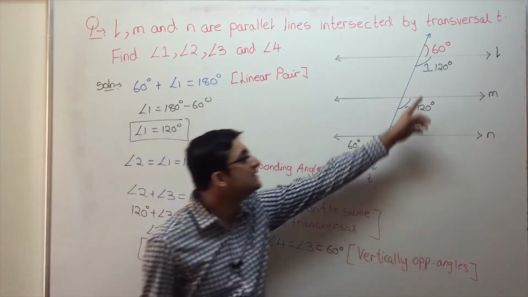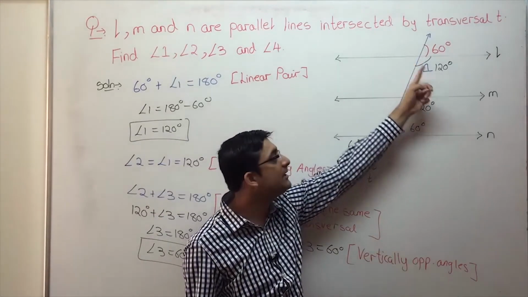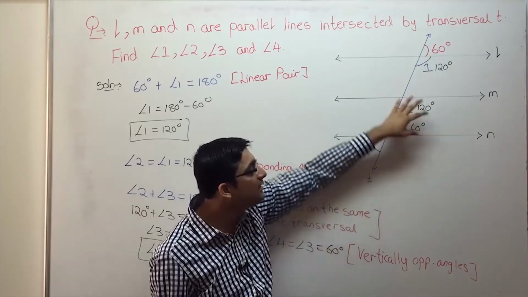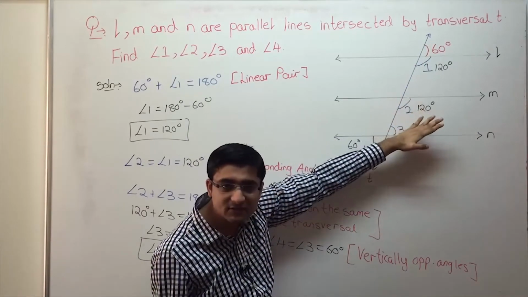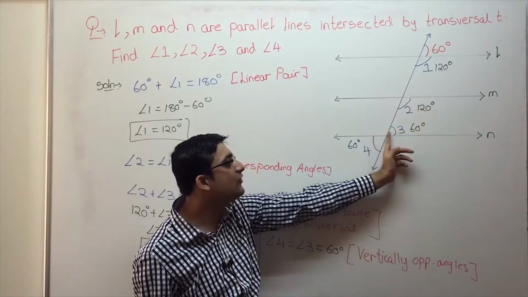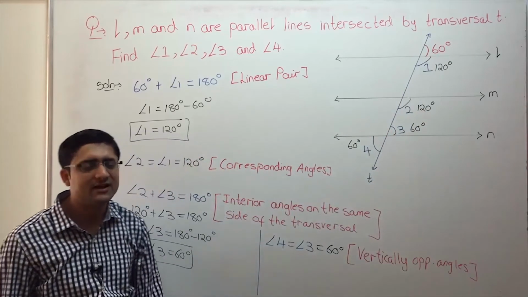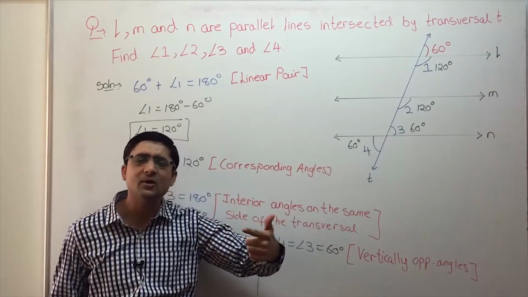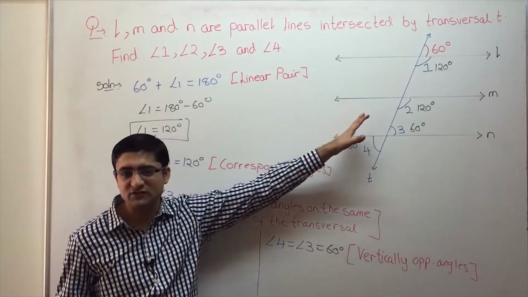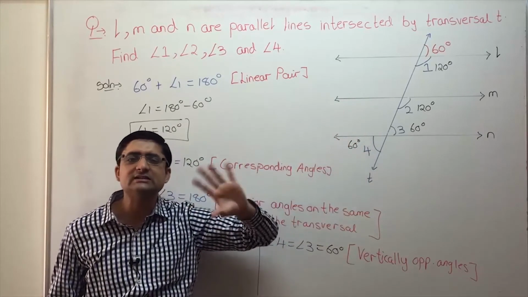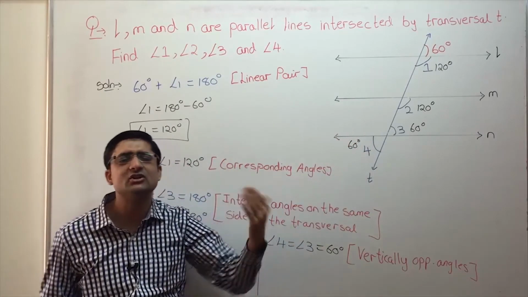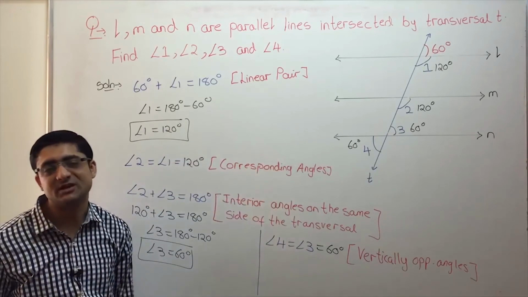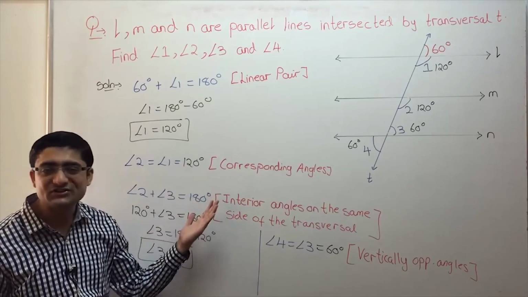So let me do a recap. This angle and this angle form a linear pair. Angle 1 and angle 2 are corresponding angles. Angle 2 and angle 3 are interior angles on the same side of the transversal, and angle 3 and angle 4 are vertically opposite angles. So these are the basic concepts we'll be using in these type of questions: linear pair, vertically opposite angles, and then your parallel line and transversal concept, that is your corresponding angles and interior angles on the same side of the transversal or alternate angles. Using these concepts, you can easily solve such type of questions. So this is how you solve this question.